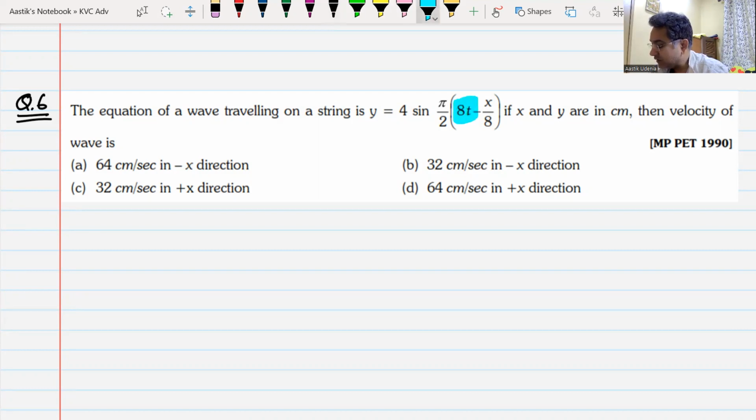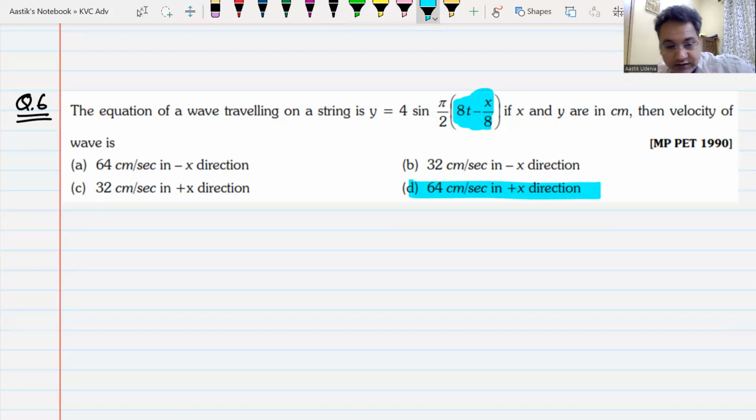You can see there is a negative sign in between, so it has to be option C or D. And you can easily find out the velocity of the wave, omega by k, coefficient of t divided by coefficient of x. We understand this, everyone? Yes, sir. Okay. Then we move on to this.